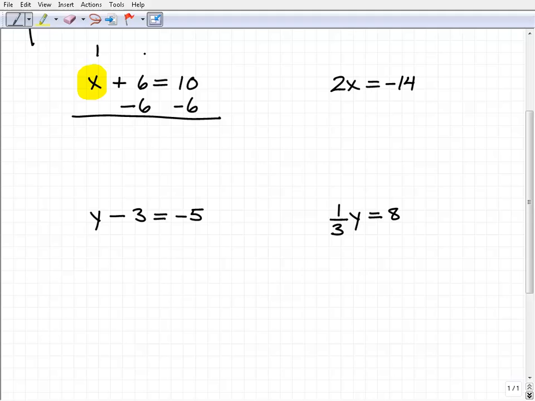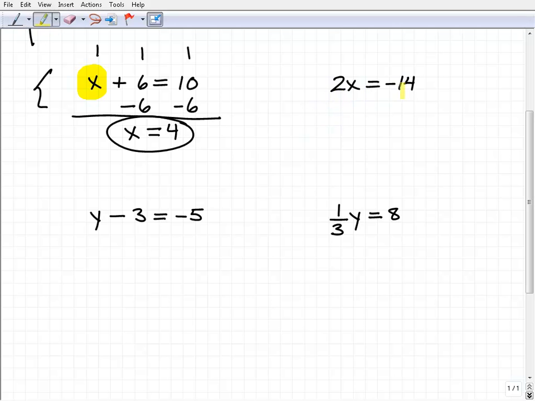Okay, now I'm going to go ahead and just add down in a column manner. So I'm going to get x plus nothing is x. 6 plus a negative 6 is 0. So I just got x, and that's what I wanted on the left-hand side. And I got 10 plus a negative 6, or 10 minus 6, is 4. And that's my solution. Okay, and notice how I write this out. That's exactly how you want to do that. All right, so let's go ahead and take a look at our next problem.